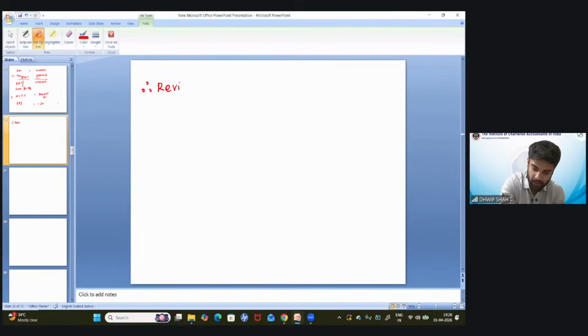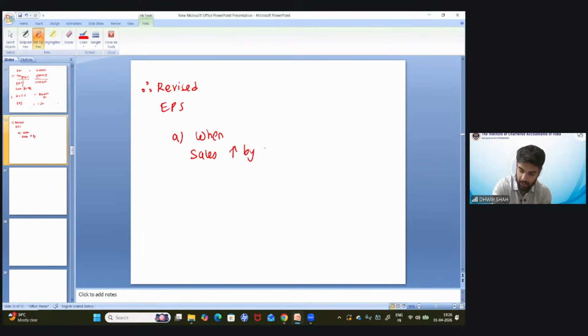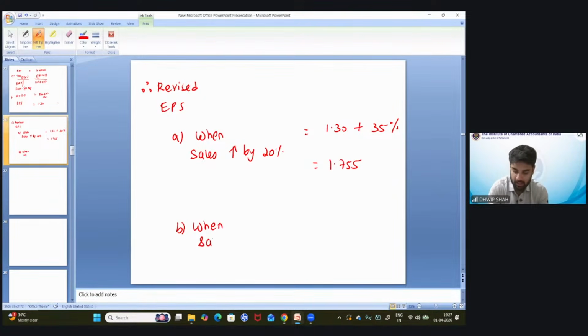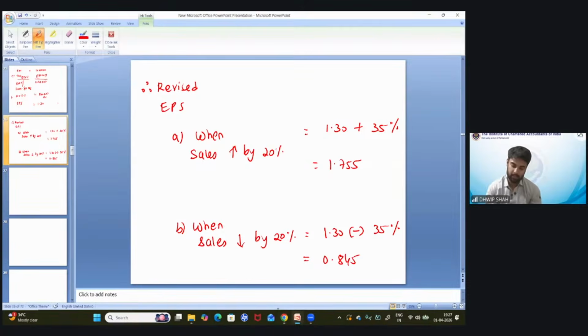Therefore, revised EPS. Case 1, when sales increase by 20%, तो मेरे EPS is showing an effect of 35%. So 1.3 plus 35%, 1.755. And when sales decrease by 20%, तो उस केस में 1.3 minus 35%, rupees 0.845. Understood? This is my revised EPS.